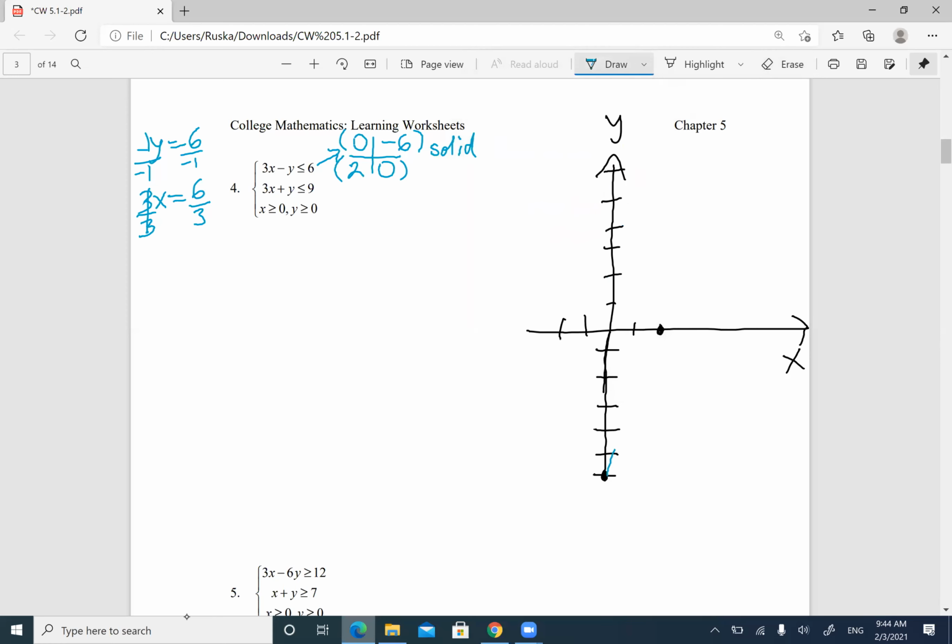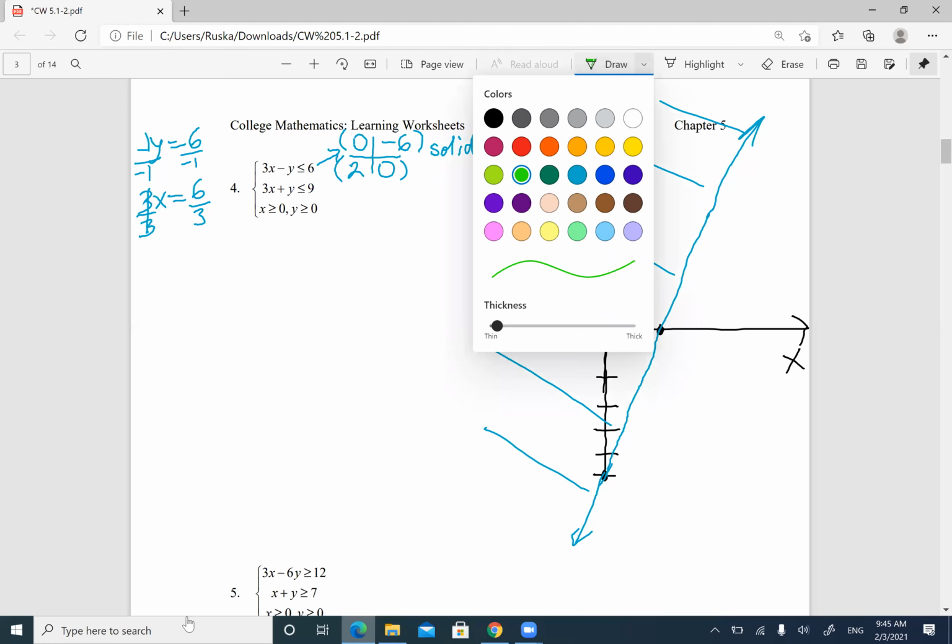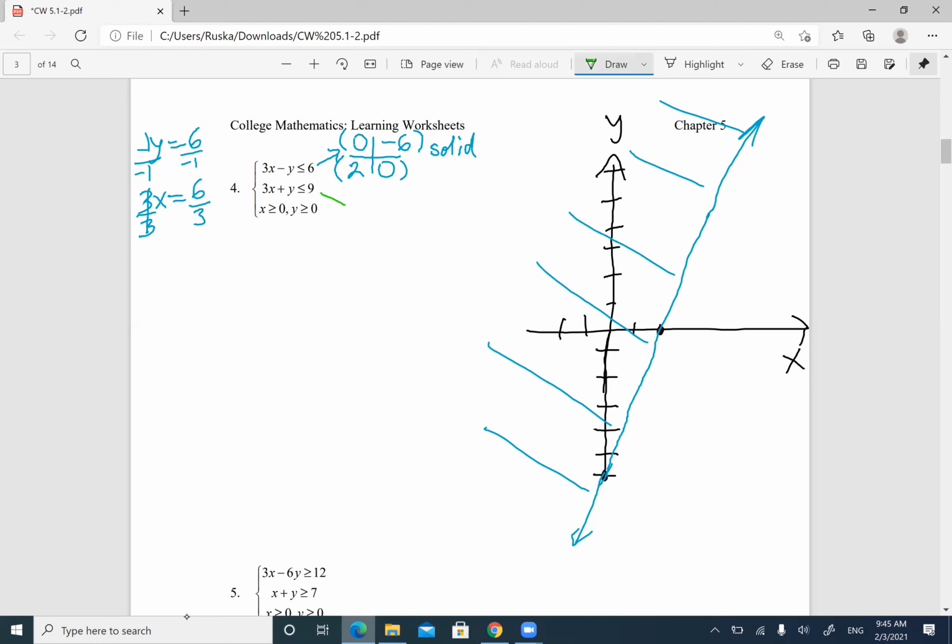And we're going to have to decide, I'm going to shade above or below. Where are you going to shade, above or below the line? Above. Above, that's right. So I'm going to shade above. So I'm going to do this. Okay. Then after that, I'm going to grab the second one, and I'm going to pick a different color for the second one.